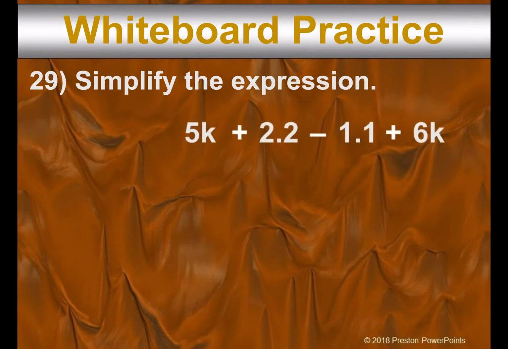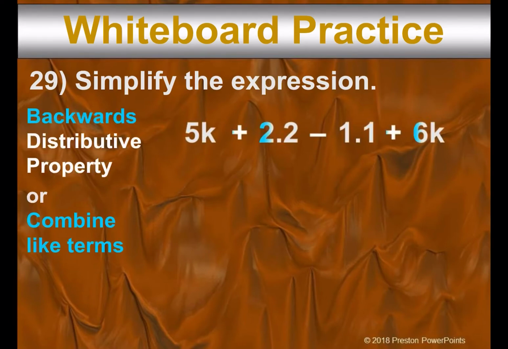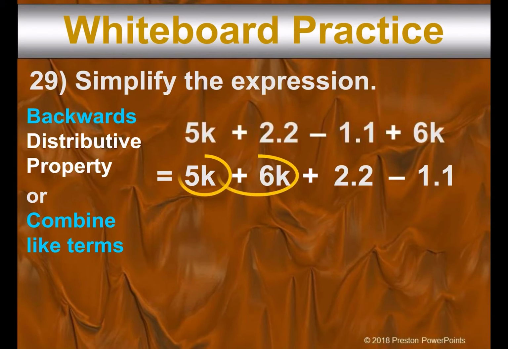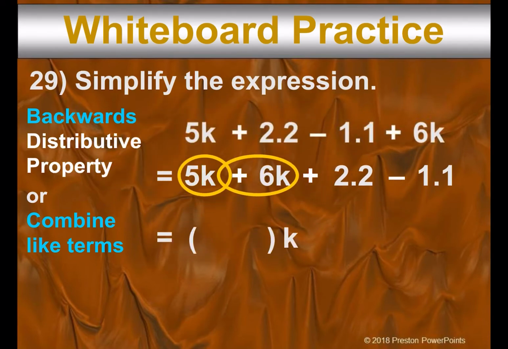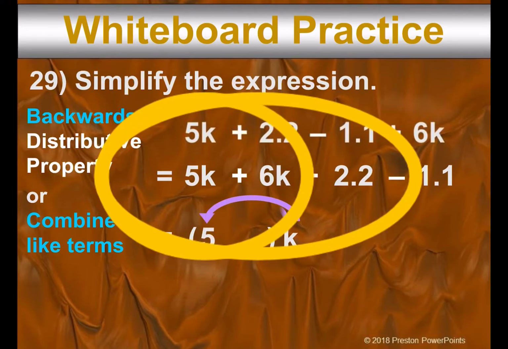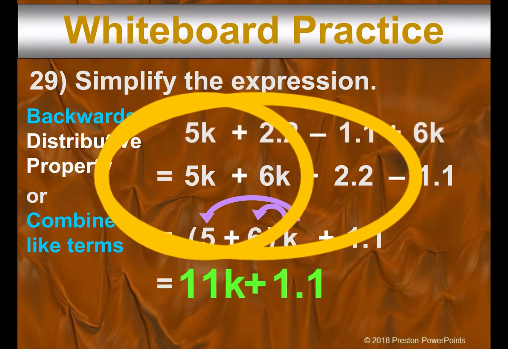And let's look at this one. What can I combine on this one? So let's get that distributive property back. Let's get the k's together. So I have 5k plus a 6k. So if I take the k out, it's going to be 5 plus 6, which is 11k. And then I have plus 2.2, but then subtract 1.1, which ends up being plus 1.1. Sorry, those lines are in the way on there. So it's 11k plus 1.1.